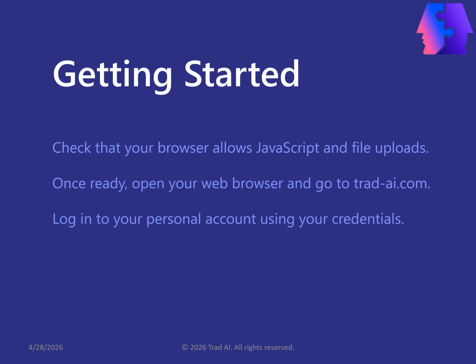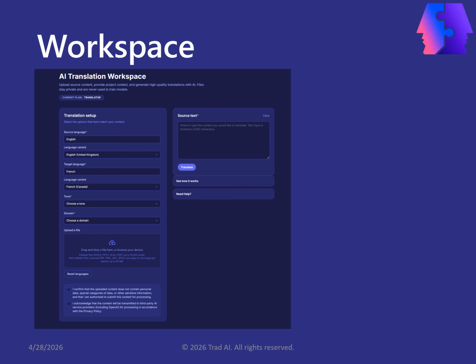Before you begin, make sure that your browser allows JavaScript and file uploads. Go to tradai.com. Log in to your personal account using your credentials. Your workspace includes a source text area, fields for selecting language, domain, and tone, consent and compliance checkboxes, and a panel for file upload and action buttons.